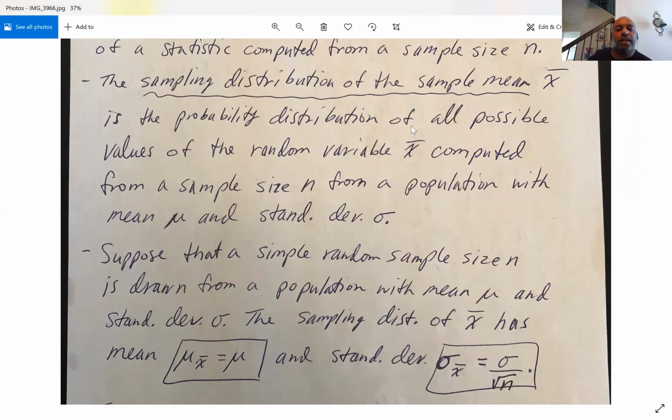All right, suppose that a simple random sample size n is drawn from population with mean mu, standard deviation sigma. Sampling distribution of x bar has the mean. Notice the mean is going to be the same thing as the population mean. Then the standard deviation of a sample distribution is going to be that sigma divided by the square root of our sample size. And as always, once we put numbers on it, we'll be able to piece these things together a little better.